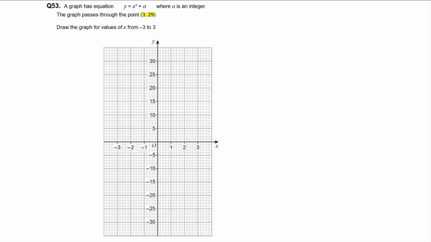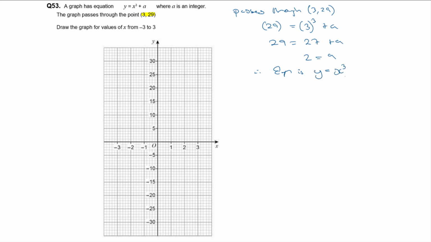So because I know the graph passes through that point 3, 29, I can say that the y value 29 is equal to the x value 3 cubed plus a. Okay, so 3 cubed is 27, so 29 equals 27 plus a, so a must be equal to 2, and therefore the equation is y is equal to x cubed plus 2.